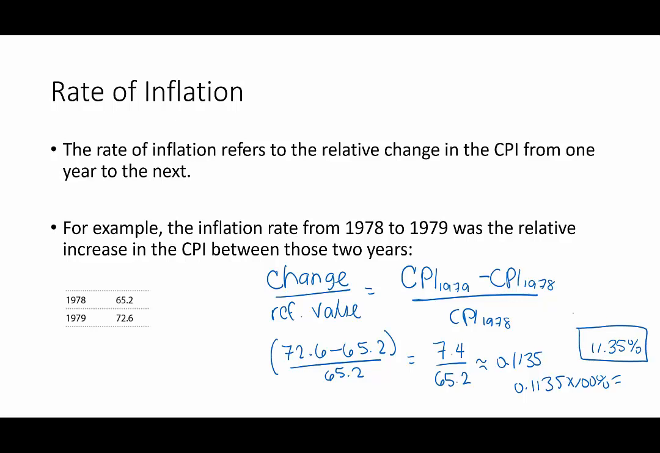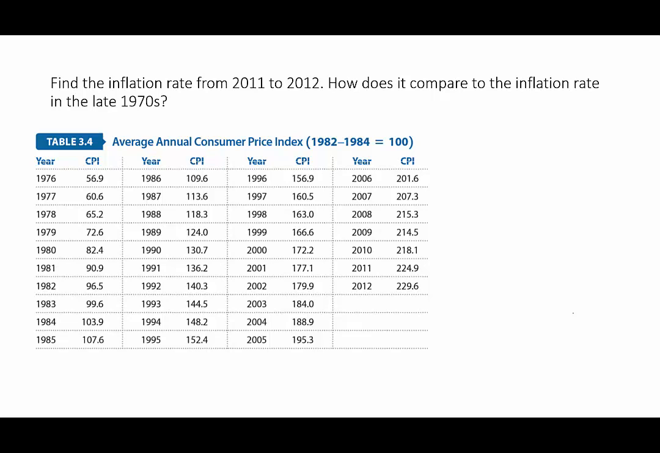Well, let's compare it to a different 2 years and see what it looks like compared to another set of years. So now we want to find the inflation rate from 2011 to 2012, and then we're going to compare it to what happened in the late 70s. How do we find that inflation rate? Remember, to find the inflation rate, we want to find the relative change. So we're looking for the CPI in 2012 minus the CPI in 2011, divided by the CPI of 2011.